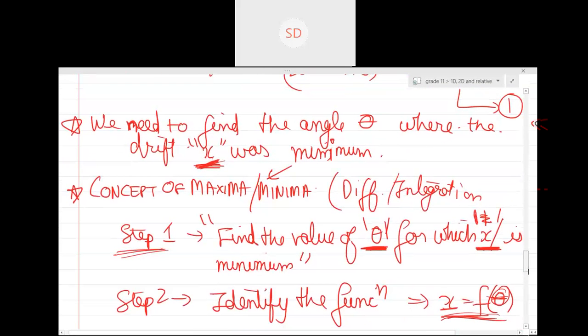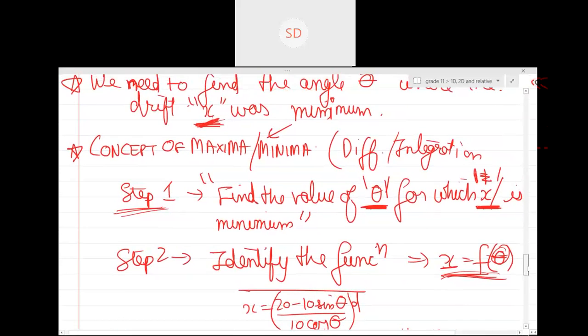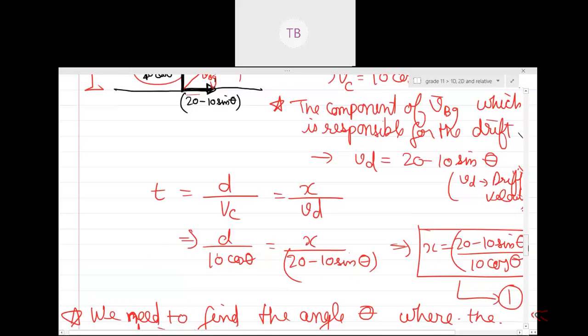So x is the maximum. नहीं, x पहले हम maximum ले गए. Right. So we'll decide first कि किसको maximum. So could you scroll up where we found x? Yeah, this one. So d by vc, इसमें vc क्या है?